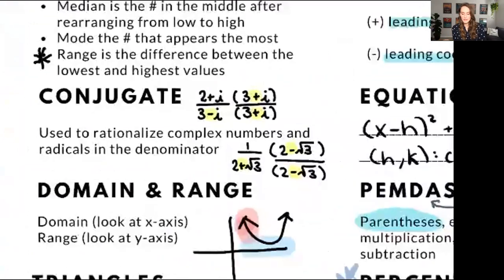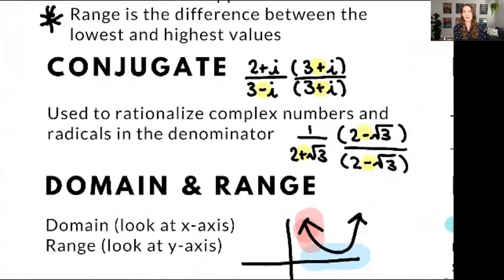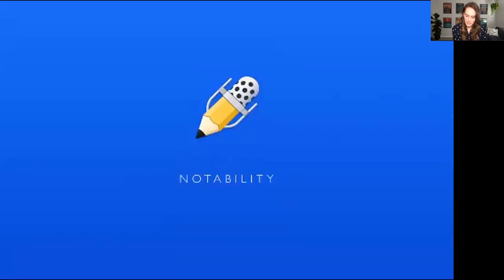For the conjugate, if you see an i or imaginary number in the denominator of a fraction, or you see a radical in the denominator, you will have to use the conjugate, which means that you're going to take that same expression that's in the denominator, and if there's a minus, you're going to change that to a plus, or if there's a plus, you're going to change that to a minus. And you're going to multiply both the numerator and the denominator by that expression. If you get this kind of question in the calculator section, for imaginary numbers, your calculator will do the conjugate for you.